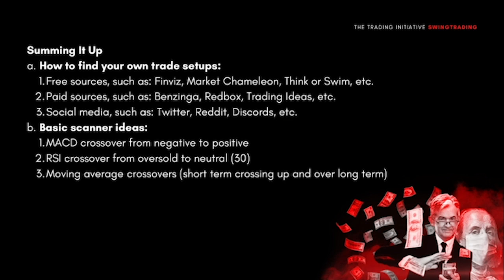Basic scanner ideas. I'm going to give you a couple that you can mess with. MACD crossover from negative to positive. Very popular. I just showed it to you. RSI crossover from oversold to neutral. Oversold is the 30 for default. Okay, so not crossing down into 30, crossing back up and over 30. This is not necessarily a profitable filter, but it's a great way to start understanding price movement, moving from oversold back up into neutral and generally up towards overbought.